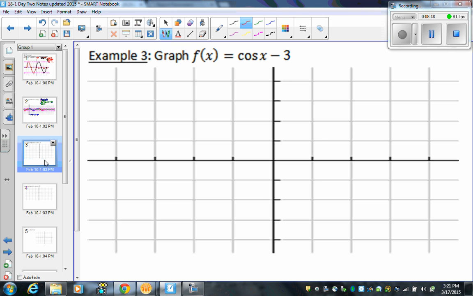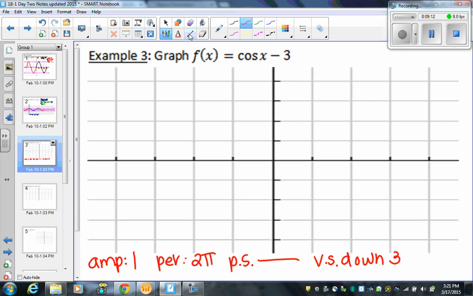Okay, let's try another one. For this graph, our amplitude is 1. Our period is 2 pi. Our phase shift, there's no parentheses, so we have none. And our vertical shift is going to be down 3.